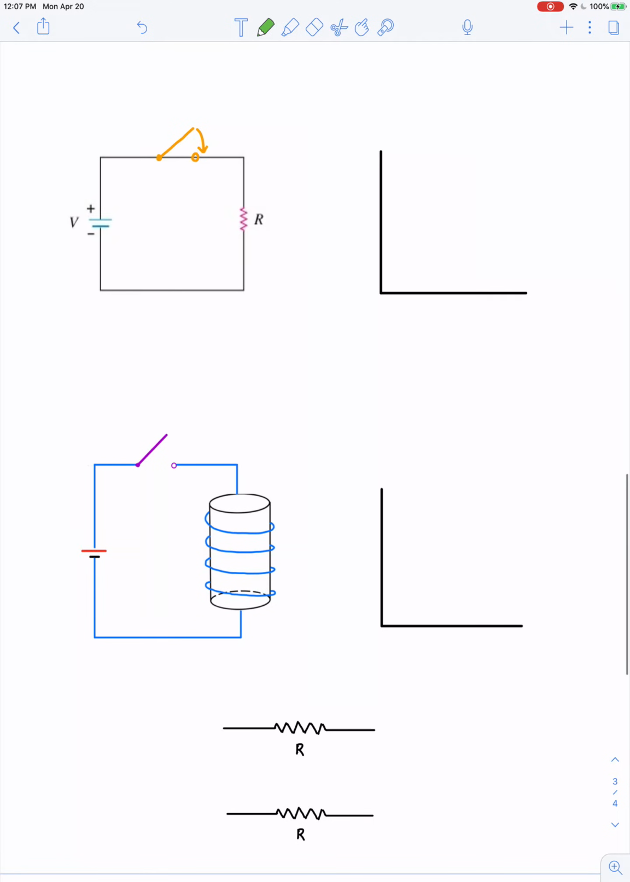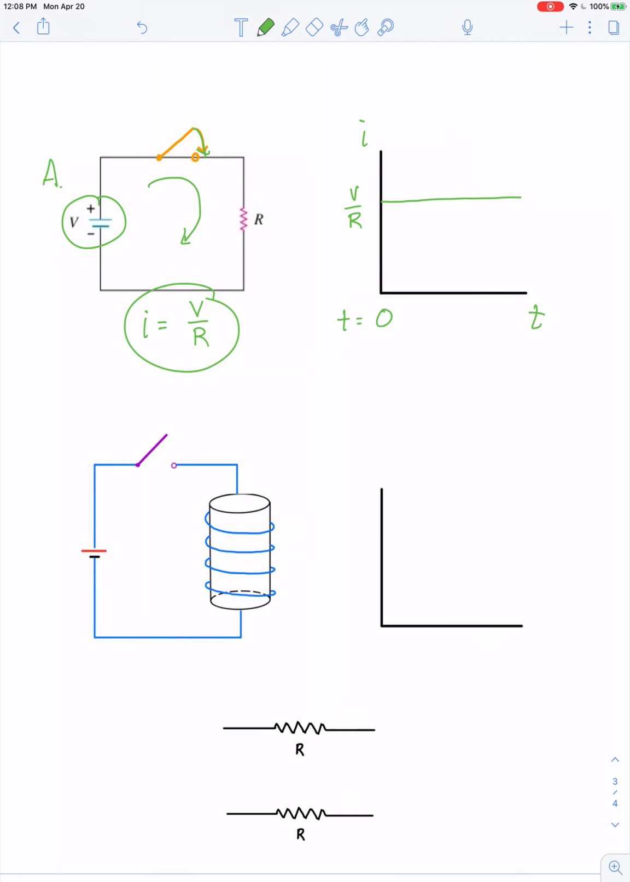Let me see if you get the idea here. Let's take case A, just a resistor connected to a battery. What would a graph of current versus time look like when we drop the switch? Well, some would say, I know how much current's going to flow. I know Ohm's law. The current is just going to be the voltage divided by the resistance, and at the moment the switch is dropped, that value just remains steady. So from time t equals 0 onward, there's just a steady amount of current flowing in a clockwise direction equal to V over R.